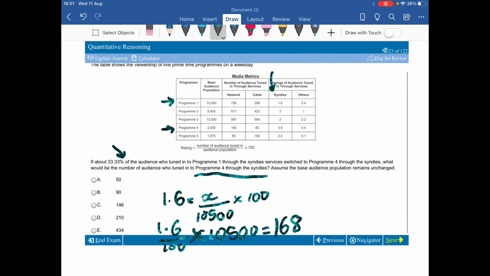So you know that 33.33% of that, you'll just find that. You would just type in 0.333 on the calculator.